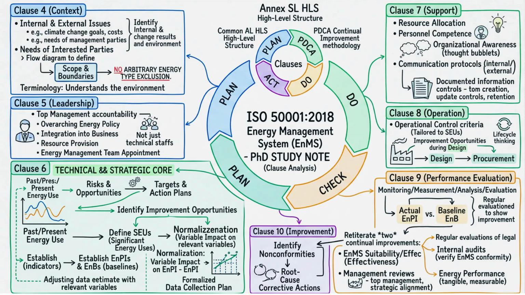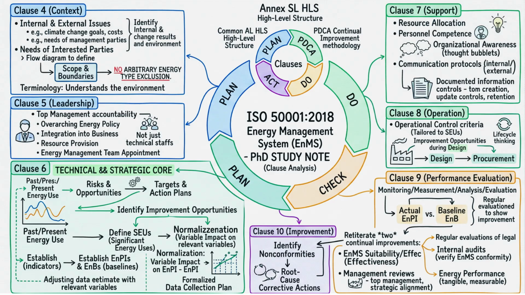For example, production volume, weather, or operating hours, using normalization techniques. Here, the graphic explicitly shows normalization variable impact on energy performance indicator and a formalized data collection plan to ensure accuracy. Next, the clause mandates identification of significant energy uses, or SEUs, risks and opportunities, and improvement opportunities. From there, we define measurable targets and detailed action plans.